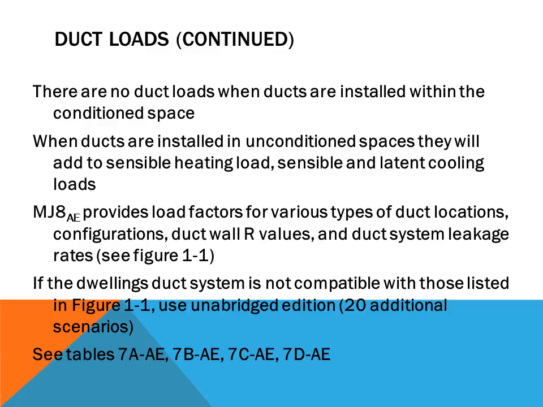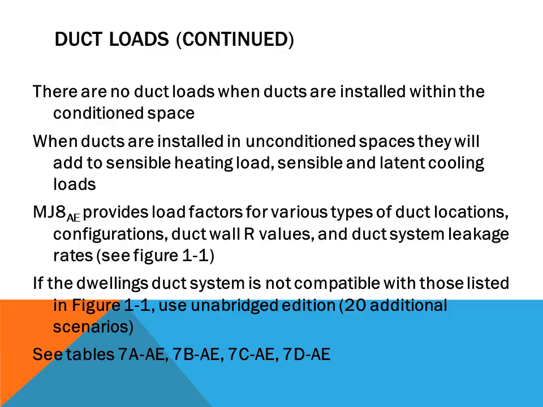For duct loads, there are no duct loads when ducts are installed within the conditioned space, because it is the same temperature as the environment around it. However, when it's in non-conditioned space, we need to consider those temperatures. When ducts are installed in unconditioned spaces, they will add to the sensible load, such as ductwork in the attic or in a crawl space in the summertime, because those temperatures are going to be higher than the room temperatures. So the Manual J provides load factors for various types of duct locations, configurations, and duct wall R values, if it's coated with insulation, either outside or inside the ductwork.